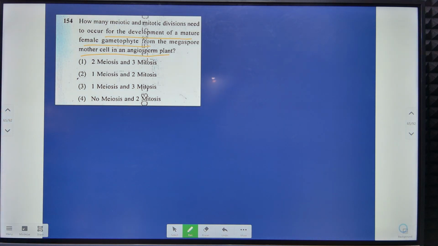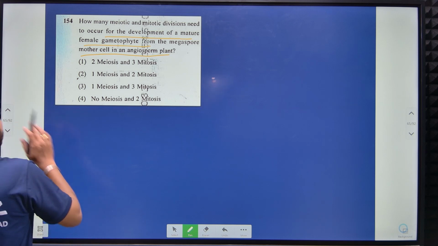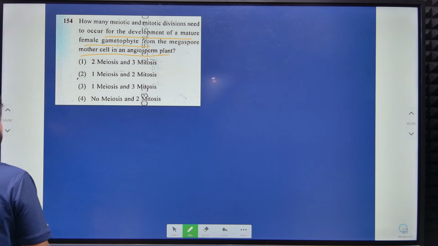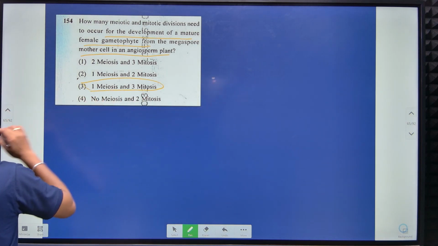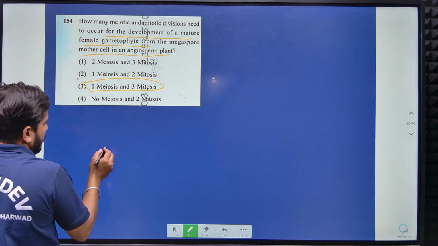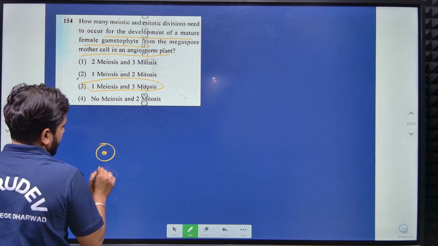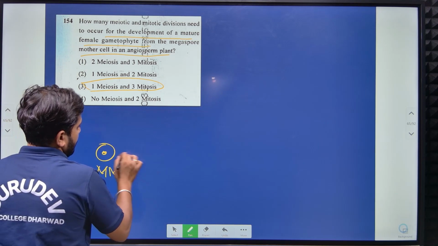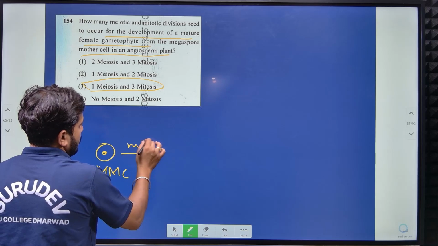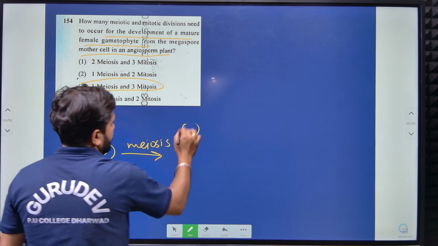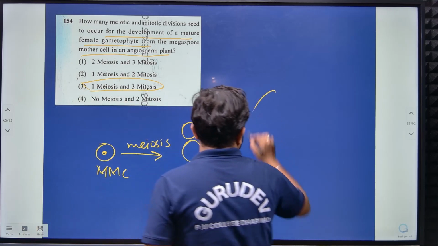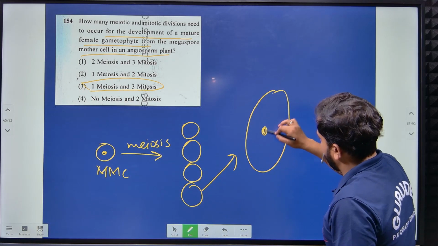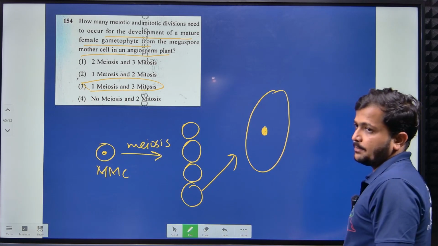So here mainly meiosis 1 and mitosis should occur, particularly mitosis three times, right? Because with respect to the meiosis, consider this is the megaspore mother cell, it will undergo meiosis overall and form 4 cells. Inside that, one cell will develop as the embryo sac.